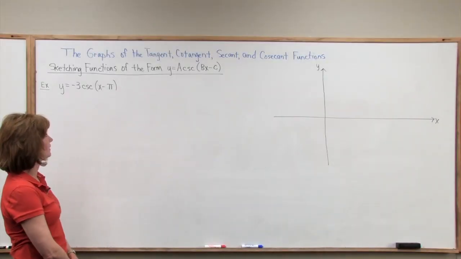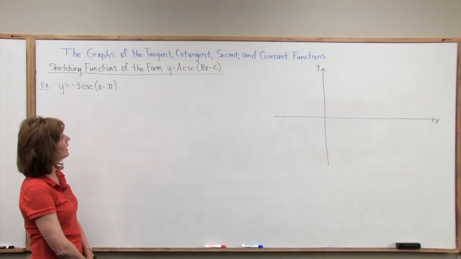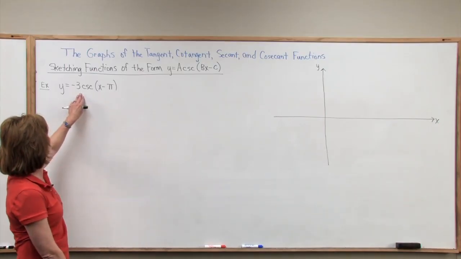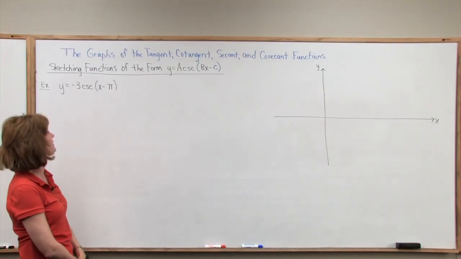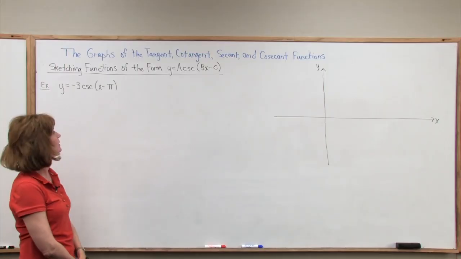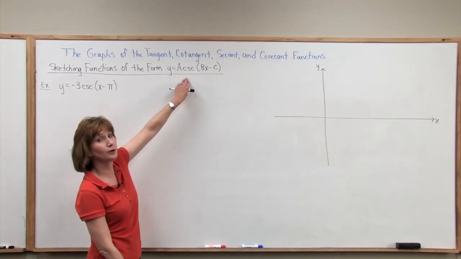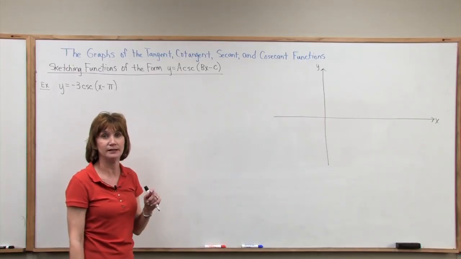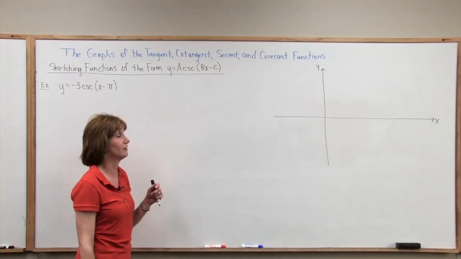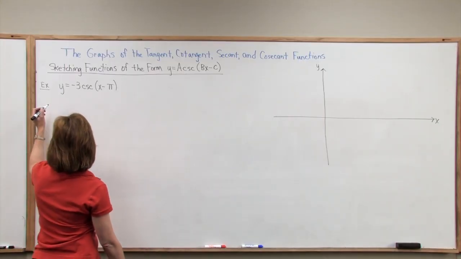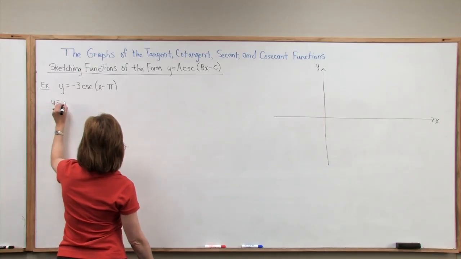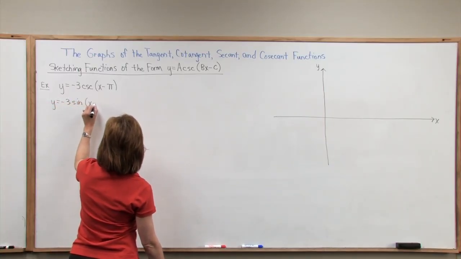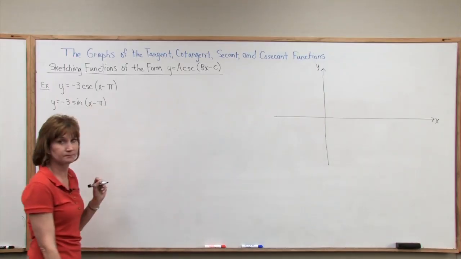Let's look at sketching functions of the form y equals a cosecant of bx minus c. Here my example is y equals negative 3 cosecant of x minus pi. To graph functions in this form, we're going to graph its reciprocal function, a sine of bx minus c, that you should be very good at graphing. So our first step is to sketch the graph of negative 3 sine of x minus pi.